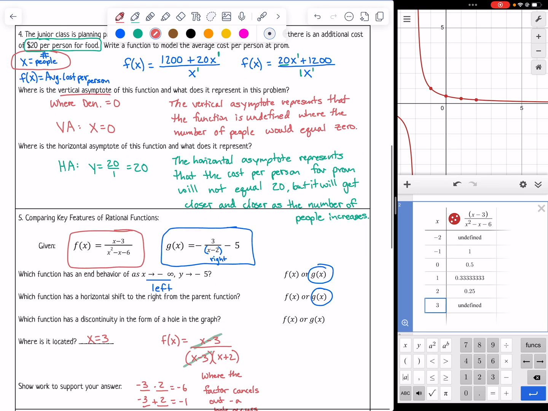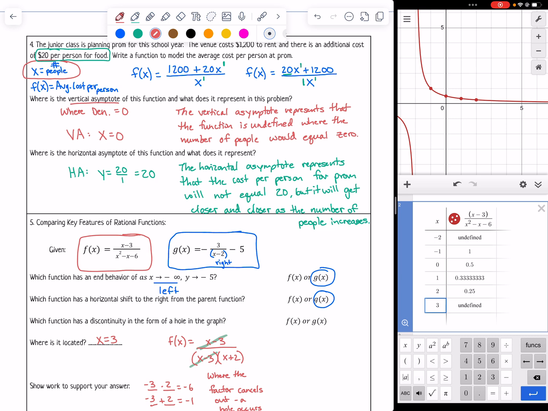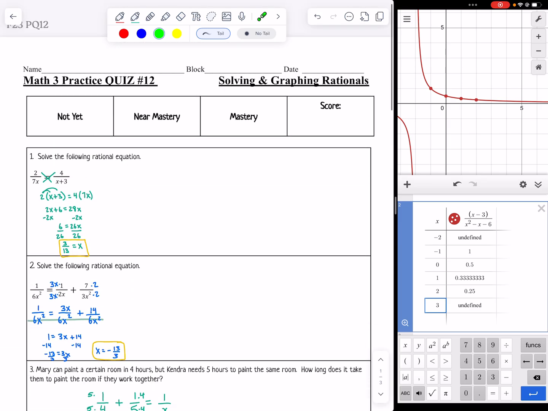And I wanted to mention one other thing about number 4. On your actual quiz, I will only ask you about the vertical or the horizontal. But I wanted to show you on the practice quiz both because I'll just pick one or the other to ask about on the actual quiz just so that we have enough time to complete the quiz in our 20 minutes. All right, so that is everything for practice quiz number 12.